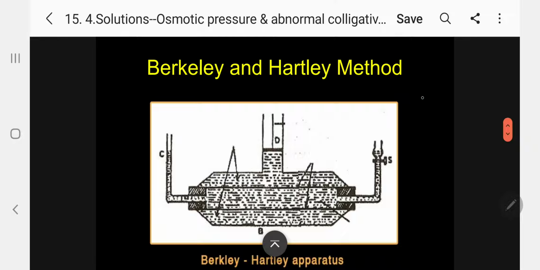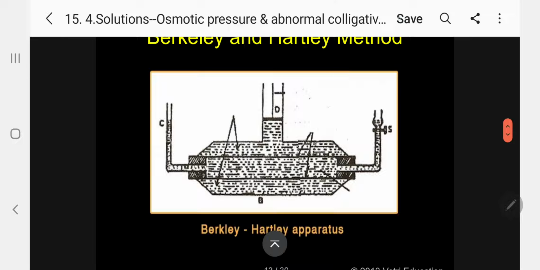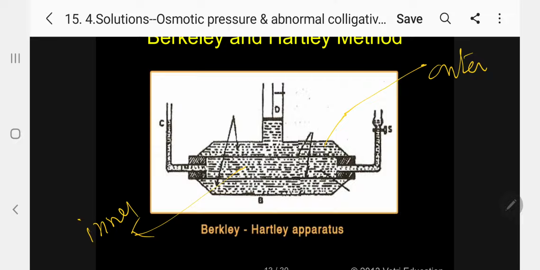Now come to the apparatus. This is the apparatus used, the Berkeley and Hartley apparatus. It consists of two tubes. One is the inner tube, another is the outer tube. The inner tube is made up of a semi-permeable membrane, whereas the outer tube is made of gunmetal.